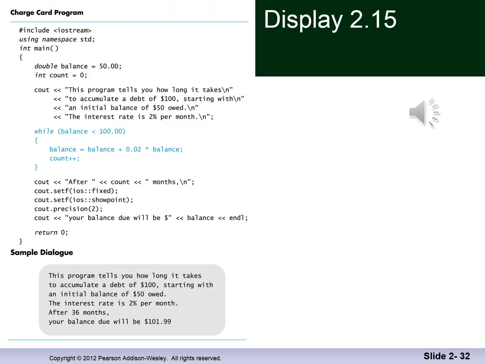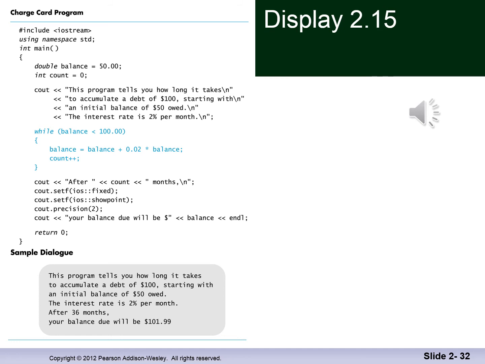The problem described on the previous slide is easily solved or implemented using a while loop. What was the condition that we're going to be evaluating? While balance is less than $100. So let's start at the beginning. We set a double variable called balance and initialize it as $50.